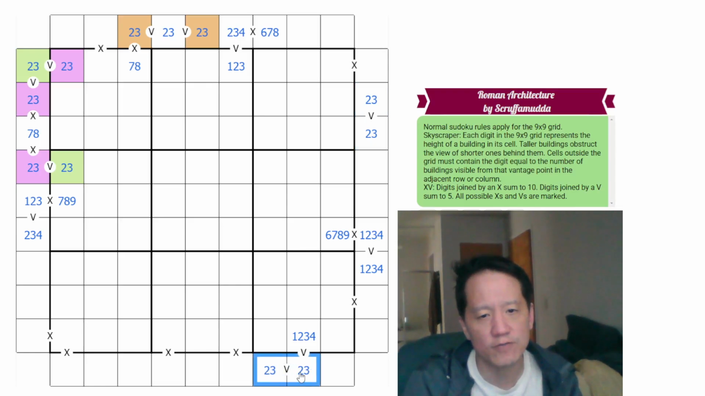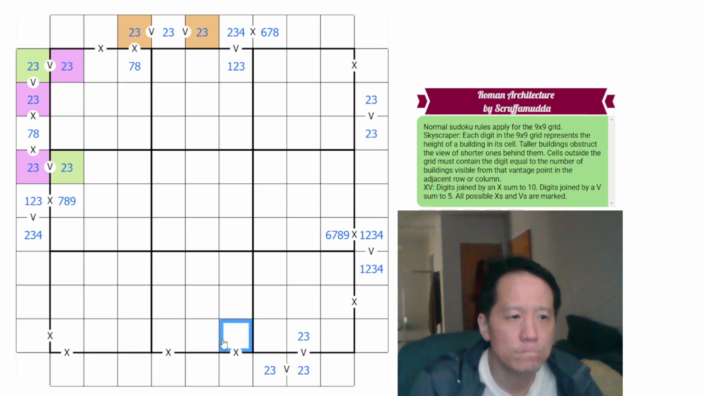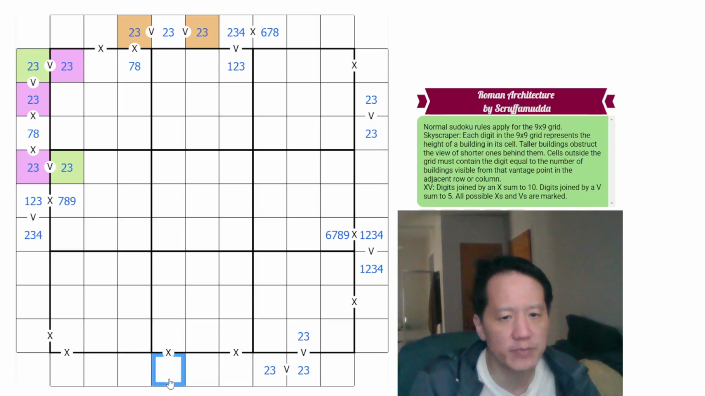Similarly, these can't be 1 and 4, so this has to be 2 or 3. These could be 1 and 9, or 9 and 1 also. Well, this cannot be 9 here. It could be 1 and 9, but this can't be 9 here, because if this were 9, this would see 9 here, and then would not be able to see anything else. So this sees 2 or 3, this sees 2 or 3, this sees 2 or 3.